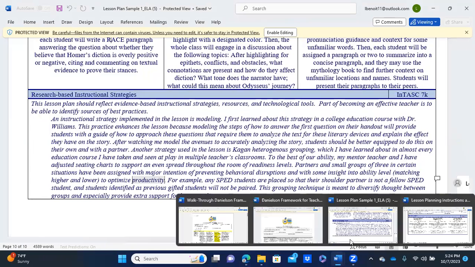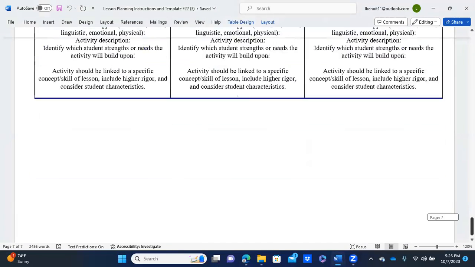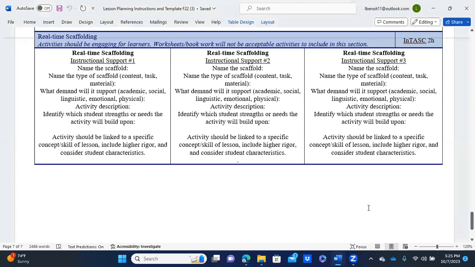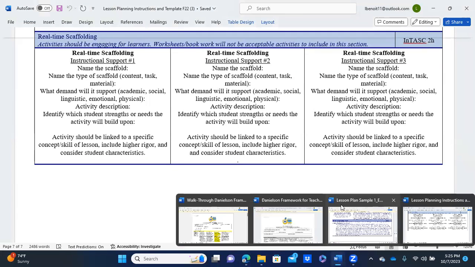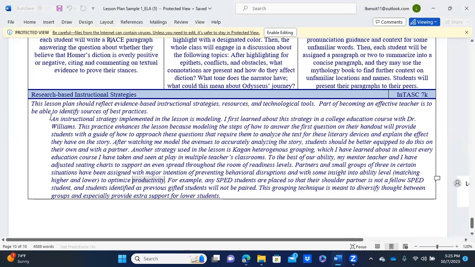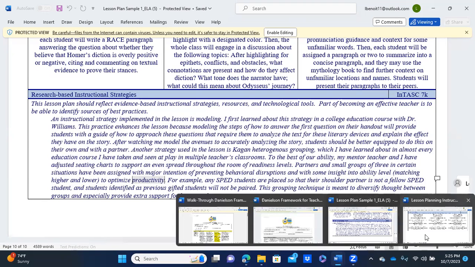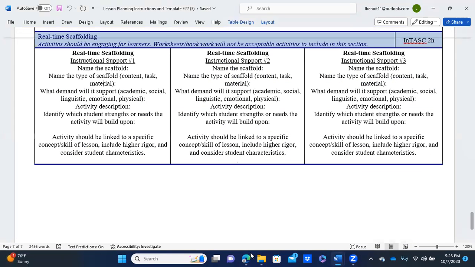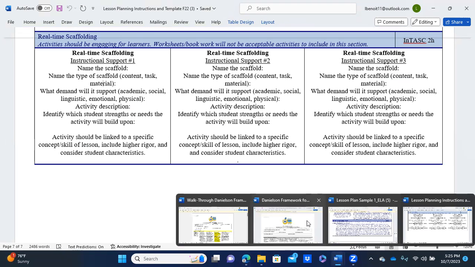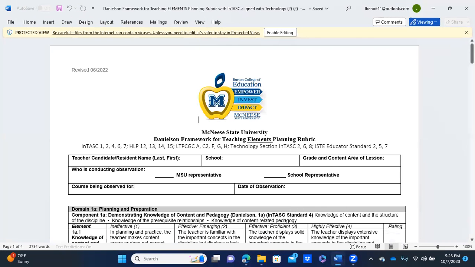And then lastly are those research-based practices. This is not part of this lesson plan, but you are welcome to put them. If there is anything that you would like to say where you got your idea from or why you're using this strategy, this is where you would give an explanation of your research-based instructional strategies. All right, so let's go ahead and take just a moment to look at the rubric for the planning.